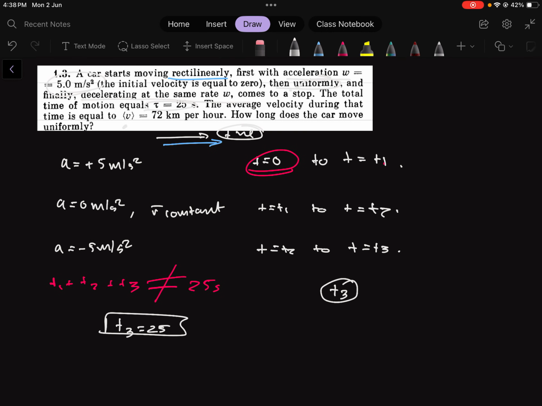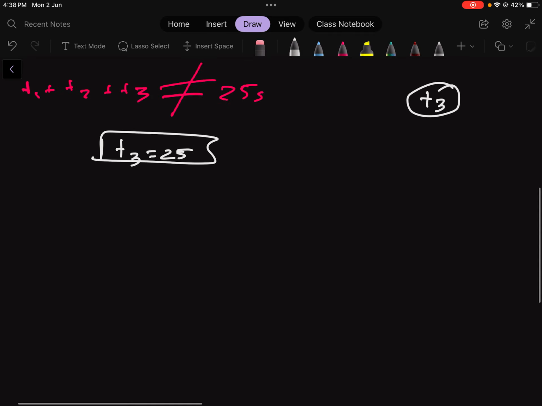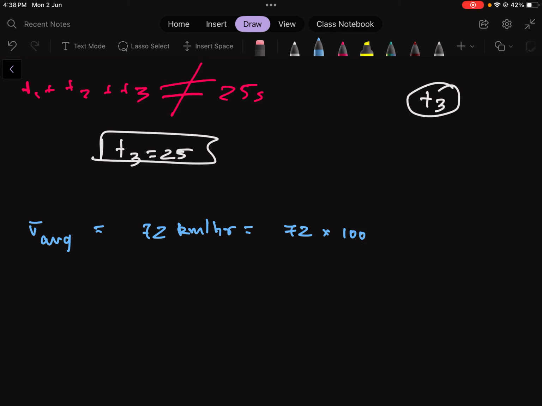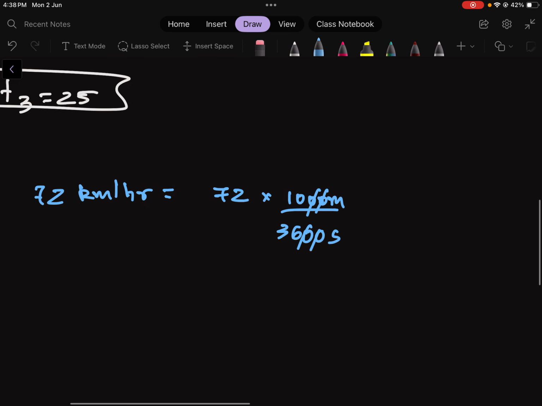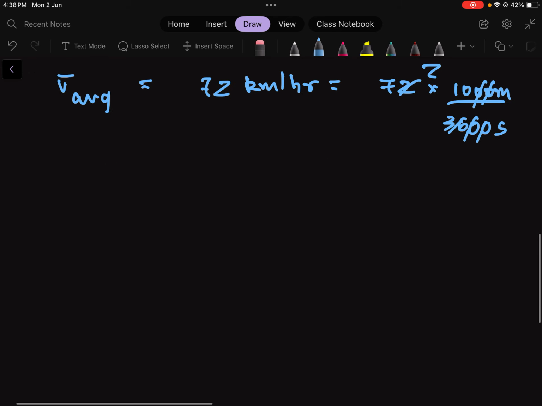The average velocity during the time is equal to 72 kilometers per hour. So V average is equal to 72 kilometers per hour. Now let's convert it into meters per second, since the acceleration is given in meters per second squared. So 1 kilometer is 1000 meters divided by 3600 seconds, because that constitutes 1 hour. Zeros cancel out, and this is twice, so 20 meters per second, right? This is the average velocity.